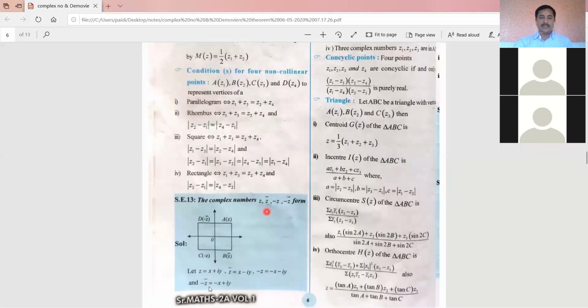Let us consider z is equal to x plus iy, then z bar becomes x minus iy, minus z bar is minus x plus iy. So automatically by observation itself, we can identify z and z bar and minus z bar, they are equidistant. All these 4 points are equidistant to each other. Therefore, automatically it becomes a square.